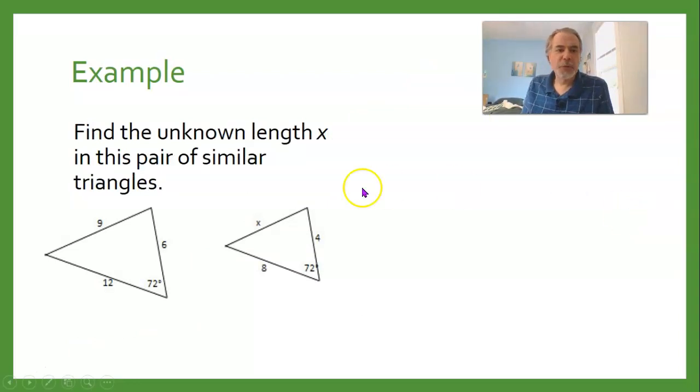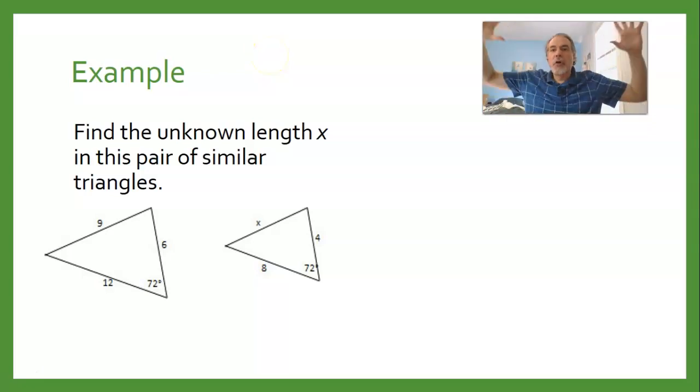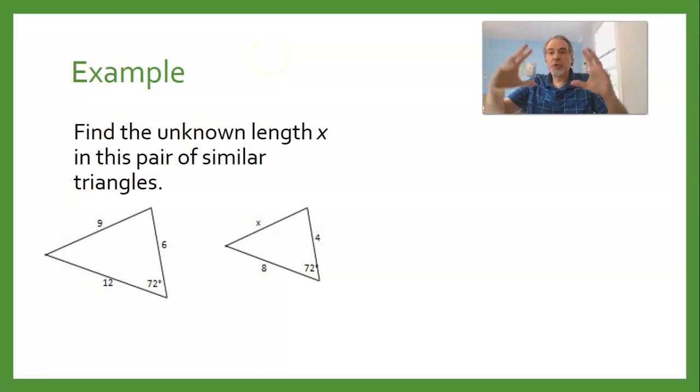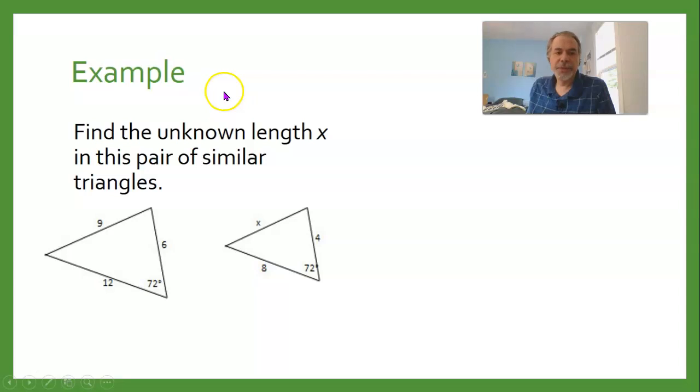Okay, another proportion problem. This one has to do with similar triangles. Similar triangles are triangles that are the same shape, but not the same size. One is just an enlargement or a shrinking of the other one. But if they are similar, they have all the same angles, and then the sides are in the same proportions. So we can match the sides up from one triangle to another if they're similar.